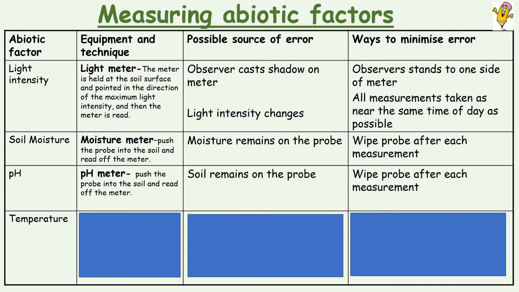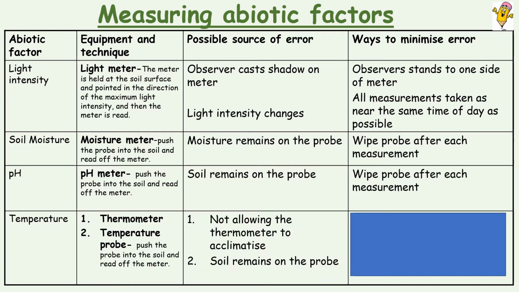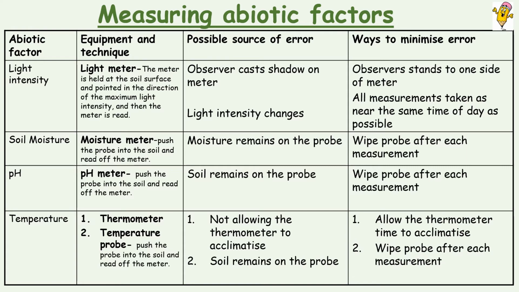And lastly, temperature. You can do this with either a thermometer or a temperature probe. If you're using a temperature probe, you need to push the probe into the soil and read it off the meter. Possible sources of error would be not allowing the thermometer to acclimatise and soil remaining on the probe, which would cause contamination. So to reduce this error, you'd have to allow the thermometer time to acclimatise in its new condition, and you need to wipe the probe after each measurement.